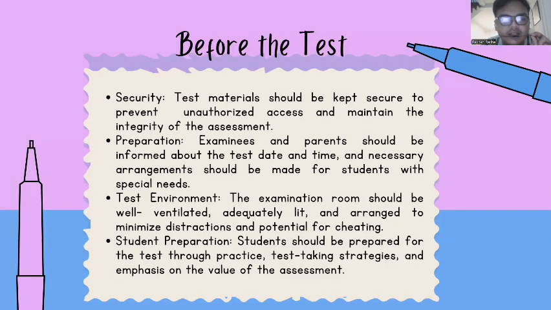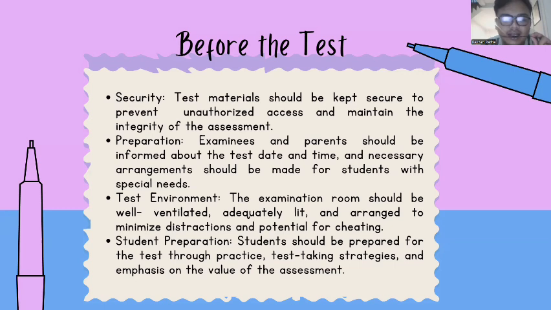Next. Before the test, we have four steps that we could use. The first one is security. Test material should be kept secure to prevent unauthorized access and maintain the integrity of the assessment itself. Moving to the next step is preparation. Examinees and parents should be informed about the test date and time, and necessary arrangements should be made for students with special needs.